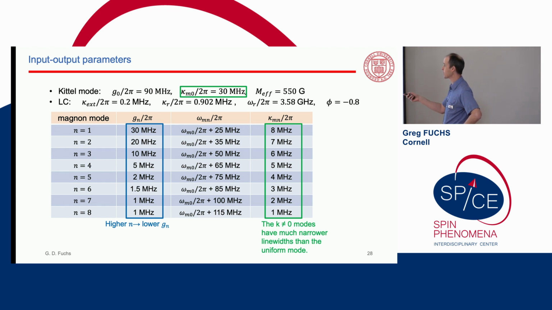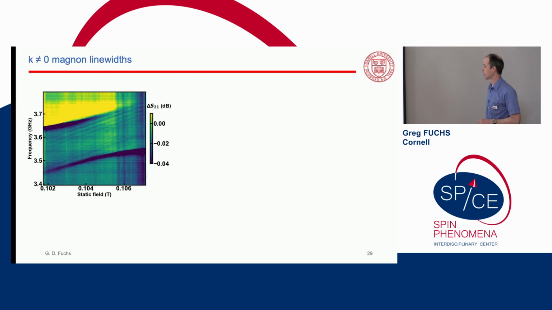So the uniform line width, as I said, is about 30 megahertz. But as we increase the order of the spin wave mode, we get down to about the same line width as that one gets in YIG spheres, which is very interesting. How do I know that this is actually true from the data? Is this just something that I thought of?